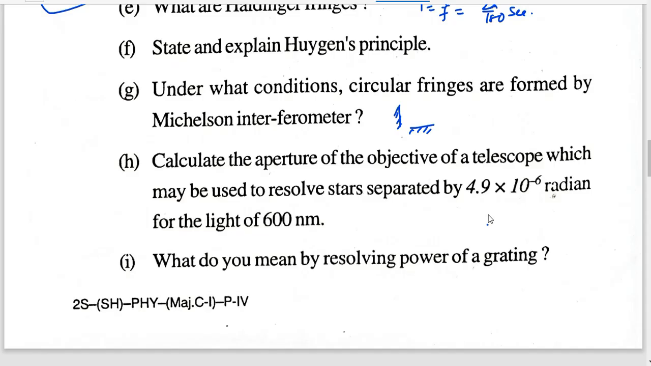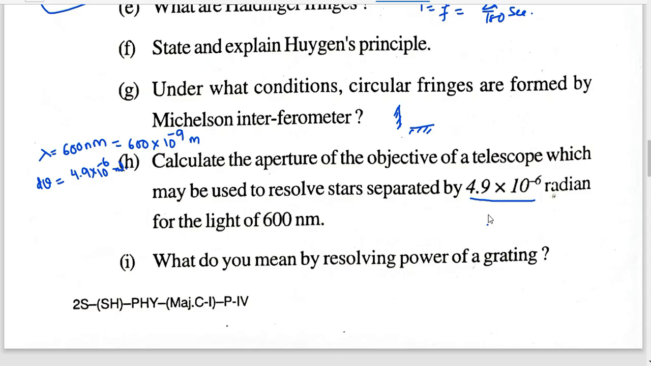So what is given in the question? Lambda, the wavelength, is equal to 600 nanometer, that is 600 into 10 to the power minus 9 meter, because 1 nanometer equals 10 to the power minus 9 meter. The resolved stars are separated by 4.9 into 10 to the power minus 6 radian. So that is the angle d theta, equal to 4.9 into 10 to the power minus 6 radian, that is given.